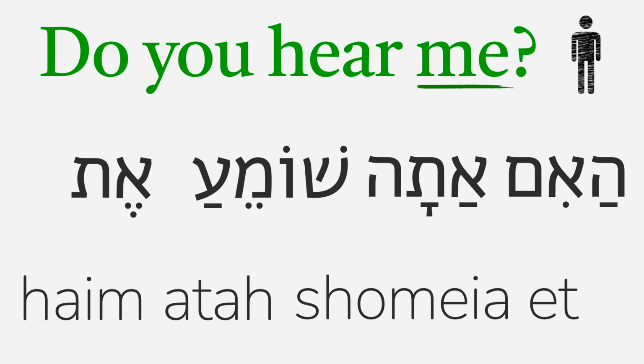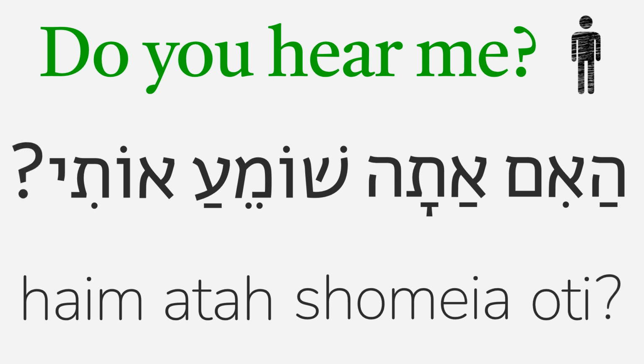When we add suffixes onto et, the suffixes are always from the first set of suffixes we learned. So the me suffix is i. When we add i onto et, et's vowel changes to an o. So me as the definite direct object of a verb is oti. Ha'im ata shomea oti? Do you hear me?